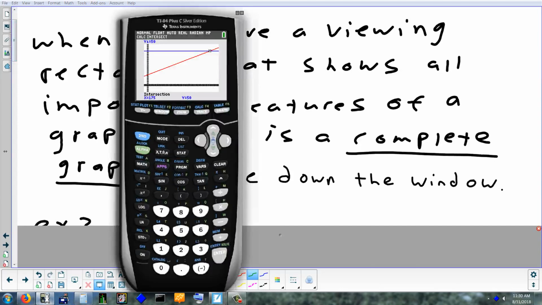I would say this is a perfect window for our problem. The important feature is the intersection point. If that's off the screen, you don't have a complete window or a complete graph. So if this was a homework and it said, tell me the window, I would just write down x min, x max, y min, y max. That's all I would write down to show that I have a complete graph. Just write those 4 values.